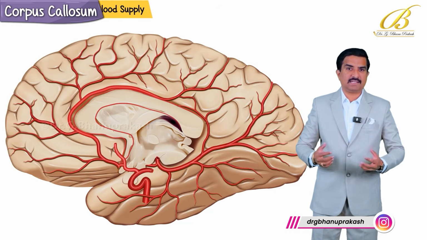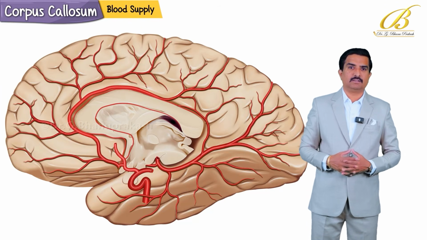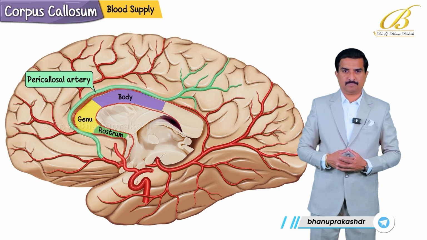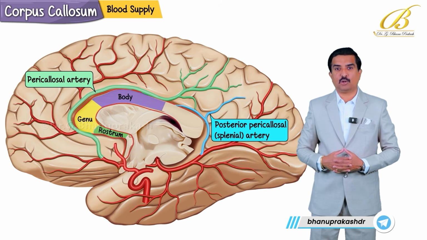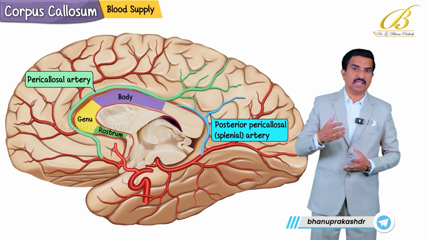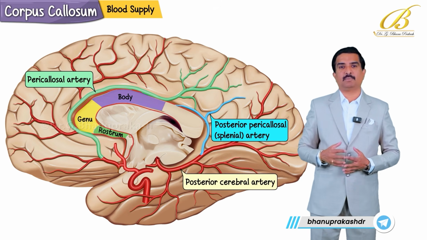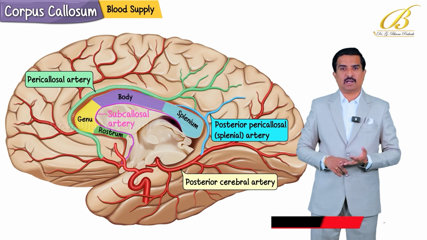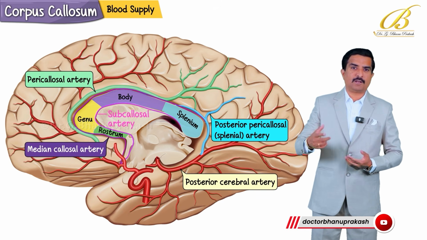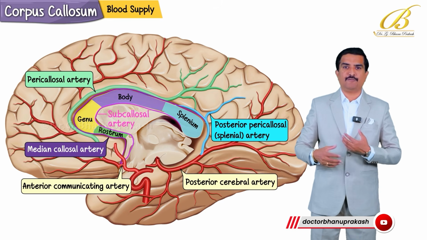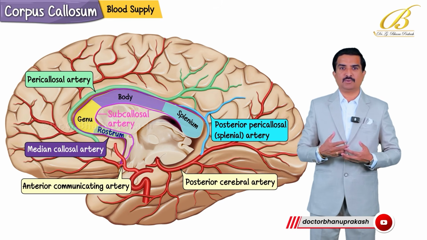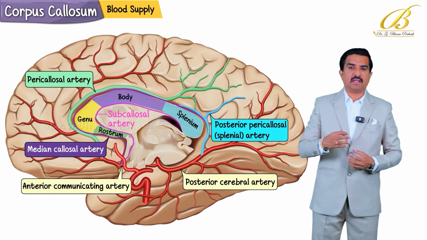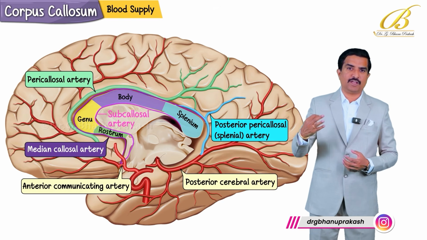Now let's talk about the blood supply of the corpus callosum. First is the pericallosal artery, which mainly supplies the rostrum, genu and body. And next is the posterior pericallosal artery, also called the splenial artery, which is a branch of the posterior cerebral artery and mainly supplies the splenium. Other arteries are the subcallosal artery and the median callosal artery from the anterior communicating artery. It has a variable supply to the rostrum, genu and body. There is a rich communication and anastomosis between these arteries, which makes isolated callosal infarction very rare.